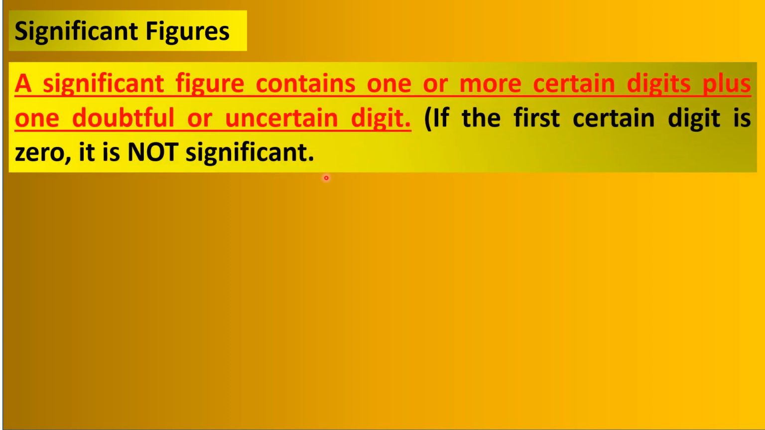What are significant figures? A significant figure contains one or more certain digits plus one doubtful or uncertain digit. If the first certain digit is 0, it is not significant.